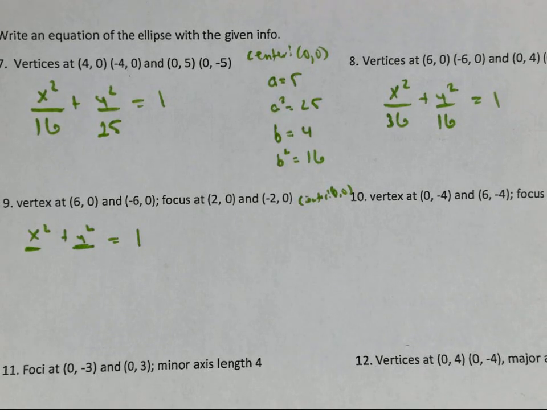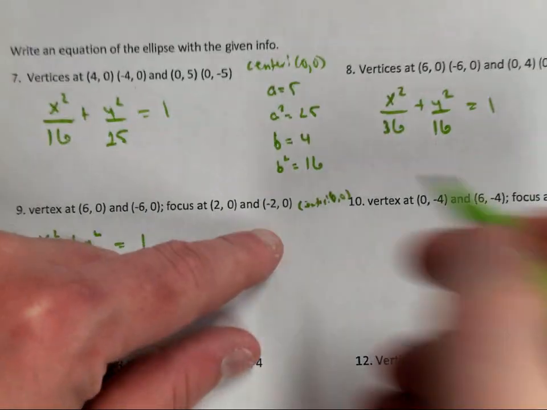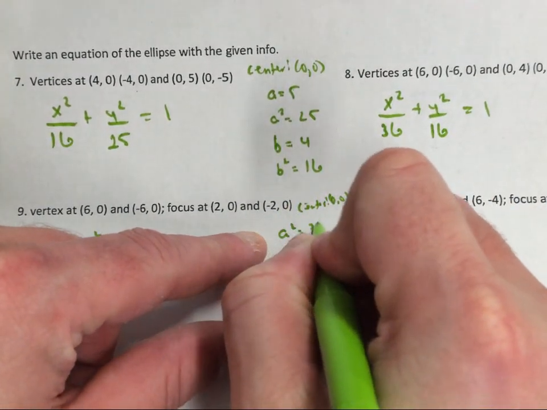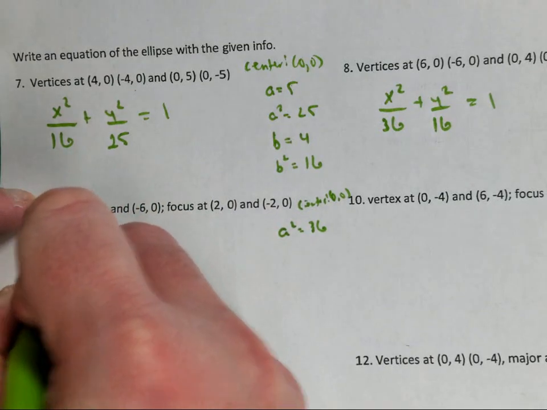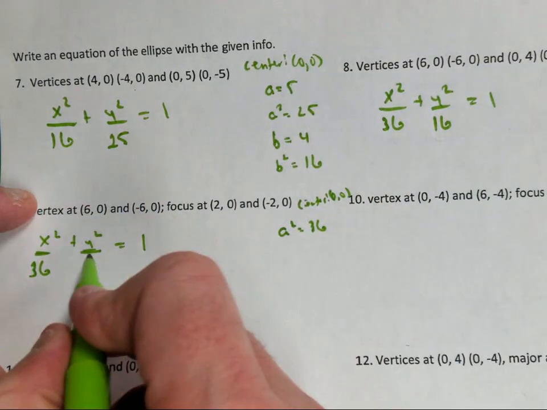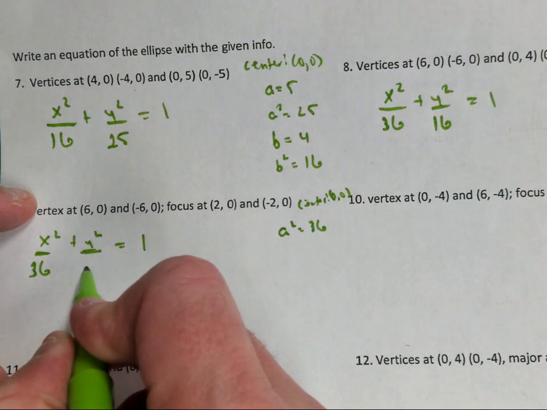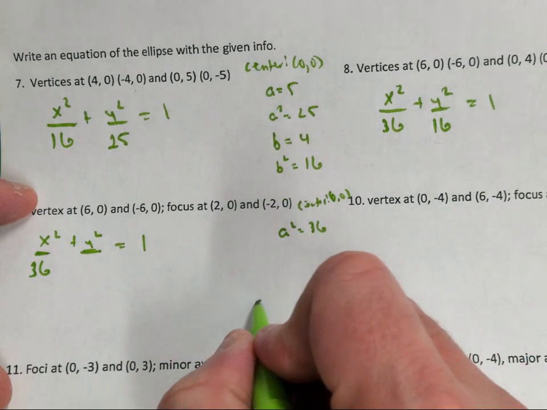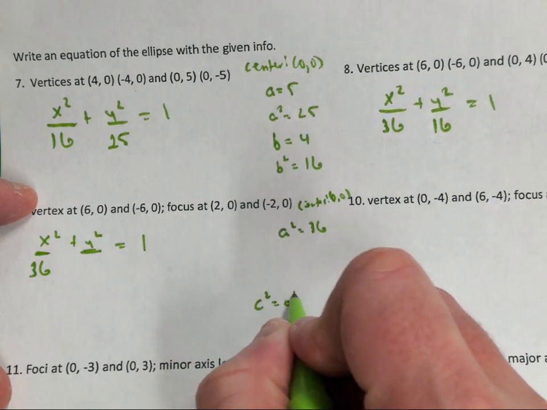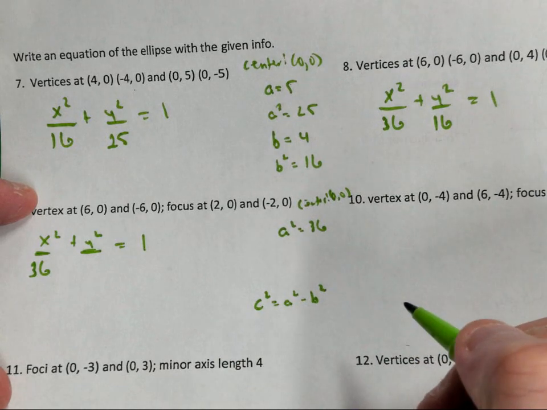Now that we know that, looking at the vertices here, what is your A equal to? 6. So A squared is equal to what? So I got A squared is 36. Now, we do not know what this B value is. But there was an equation over here: C squared equals A squared minus B squared. You remember the foci equation?